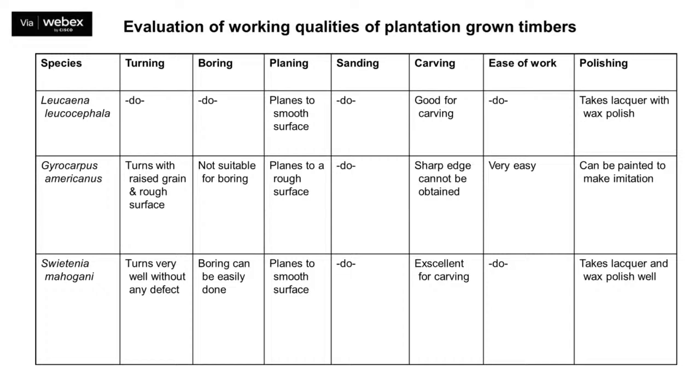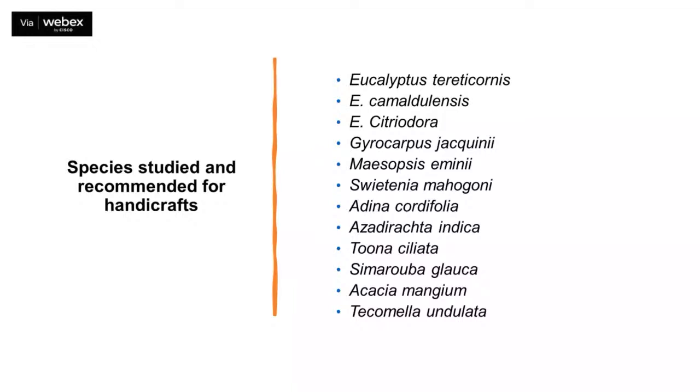Some of the secondary species that have been recommended for handicrafts are Eucalyptus tereticornis, Eucalyptus camaldulensis, Eucalyptus citriodora, Gyrocarpus jacquinii, Prosopis juliflora, Swietenia mahagoni, Adina cordifolia, Azadirachta indica, Toona ciliata, Simarouba glauca, Acacia mangium and Tecomella undulata. So these are some of the species that have been worked out in our institute, and the species have been recommended.